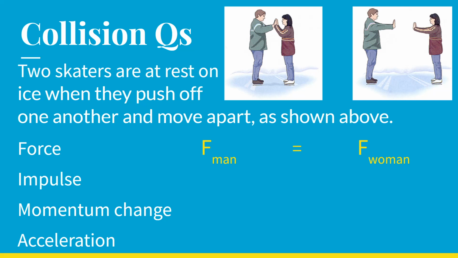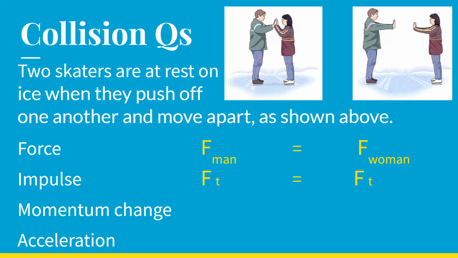Okay. Impulse. We just said this. Impulses will be the same as well. The force times time, the impulse on the man, will be equal to the force times time, the impulse on the woman, because the forces are equal. Okay. Change in momentum is equal to impulse. So if my impulses are equal, so are my changes in momenta.